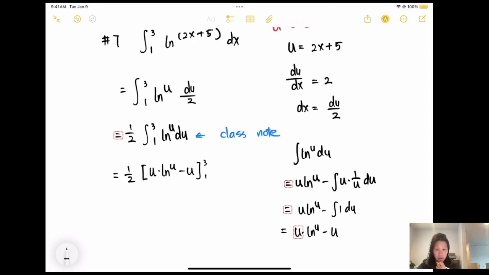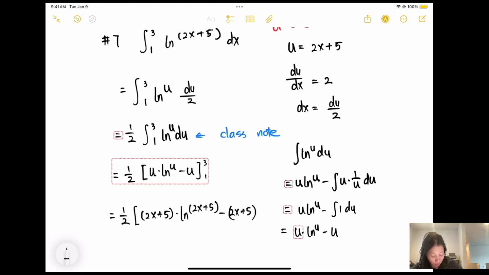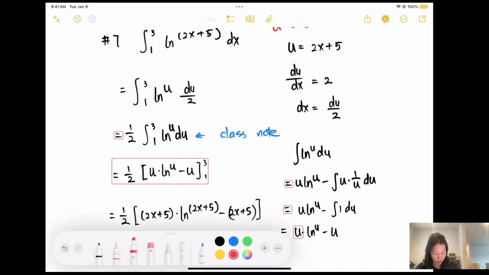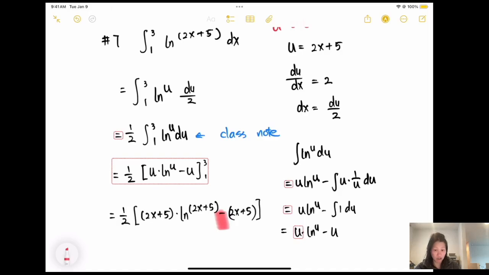And our u is equal to 2x plus 5. Now we can substitute this back. I have (2x plus 5) times ln (2x plus 5) minus (2x plus 5). Don't forget the parentheses, because you see that here we have a subtraction. If there's a subtraction, it's going to change the sign inside the parentheses. So since we are subtracting the whole u, our u is 2x plus 5. So that means you want to put the parentheses just in case you forget about that.